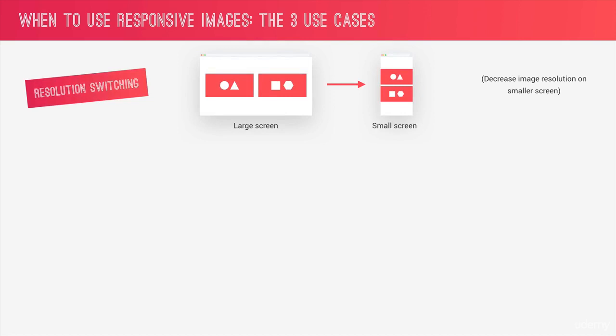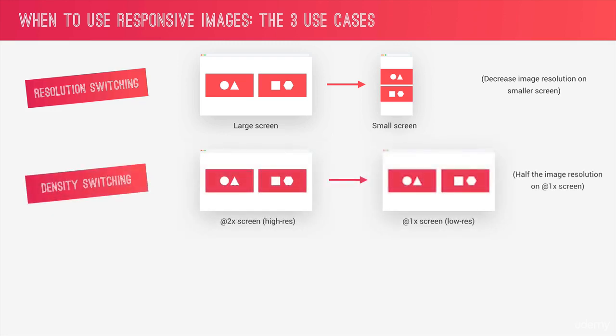The first one is called resolution switching. And all that we do in resolution switching is to serve up the same image for a smaller screen, but with a smaller resolution. So basically, just like we saw on the slide before, same image, but a smaller version for a device that doesn't need such a big image. Next, there is density switching, which is actually a special case of resolution switching, but where the screen size does not matter, but the screen pixel density does instead.